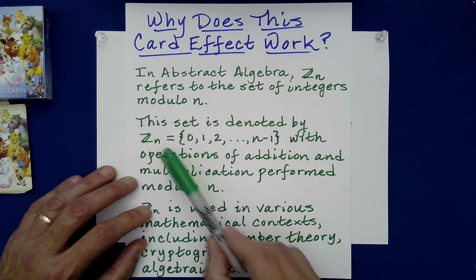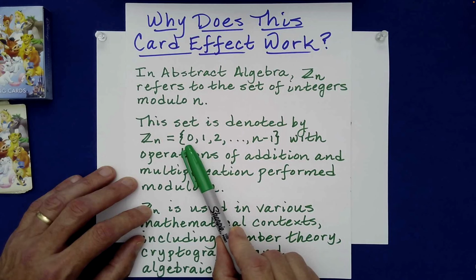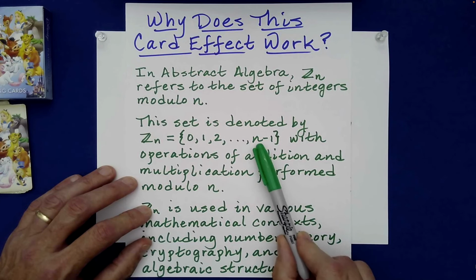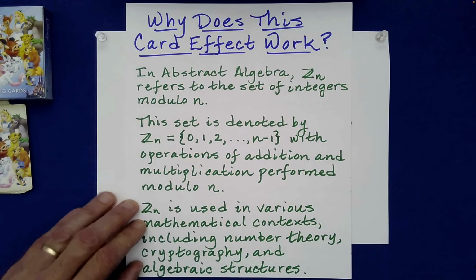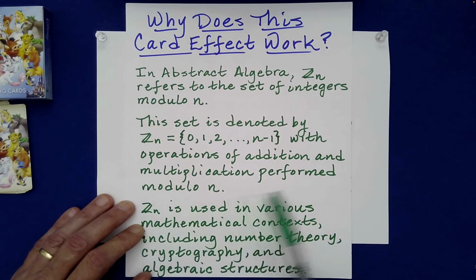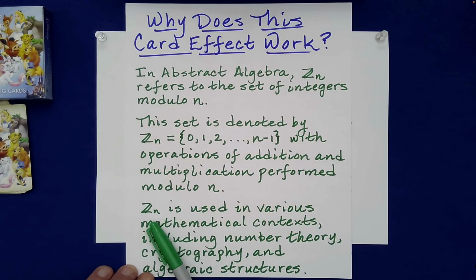Okay, so this set is denoted by Z sub n, so it's 0, right? Because you can always have a remainder of 0 when dividing by some other whole number, right? 1, 2, all the way up to n minus 1. And the operations involved here are addition and multiplication, but that's performed modulo n, okay? Now, Zn is used in various mathematical contexts, including number theory, cryptography, and algebraic structures.